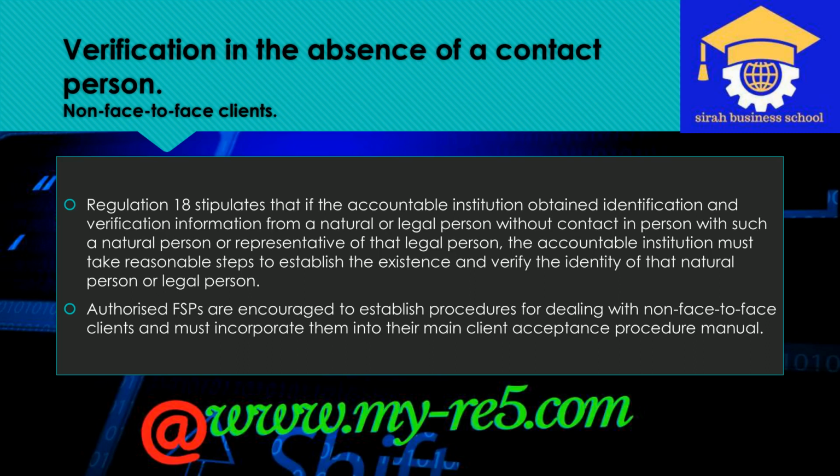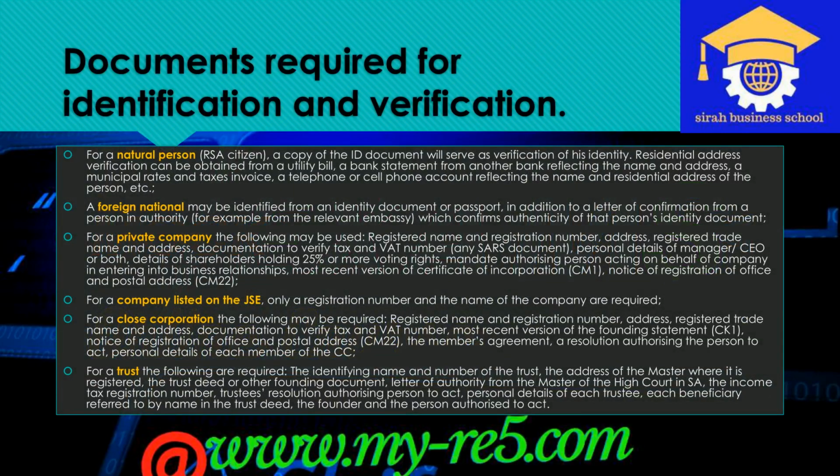Authorized FSPs are encouraged to establish procedures for dealing with non-face-to-face clients and must incorporate them into their main client acceptance procedure manual. Documents required for identification and verification. For a natural person, RSA citizen, a copy of the ID document will serve as verification of his identity.